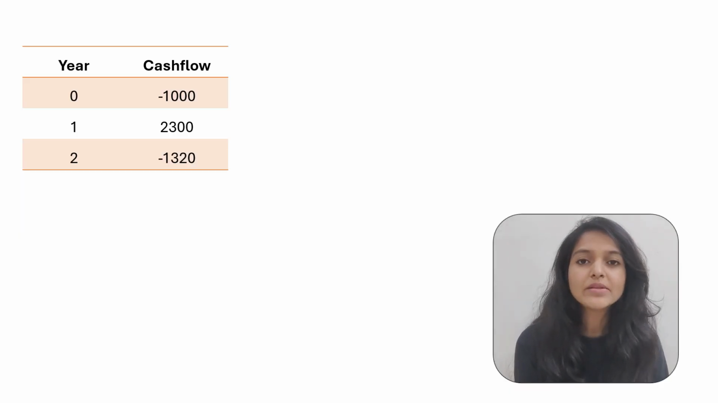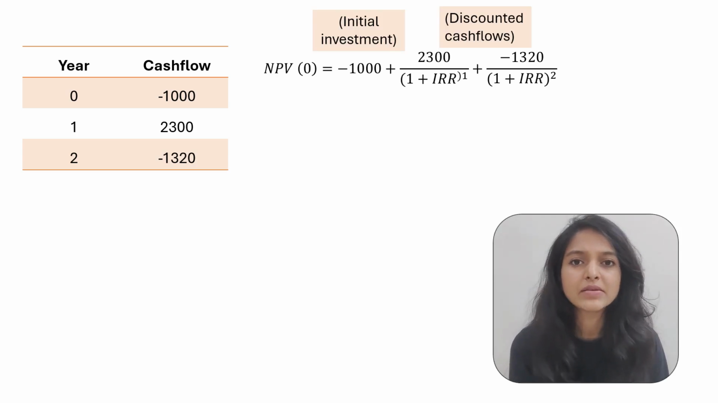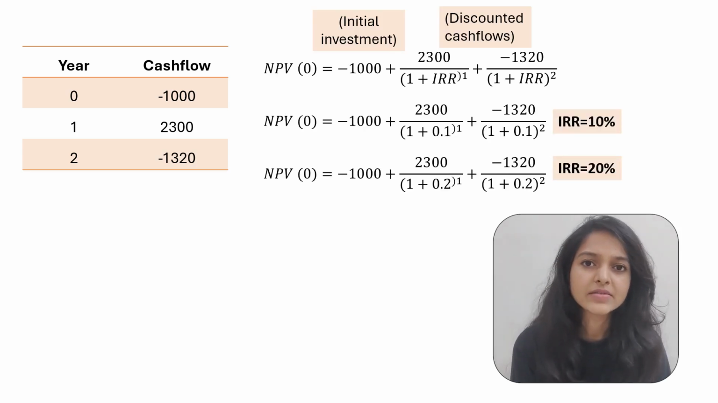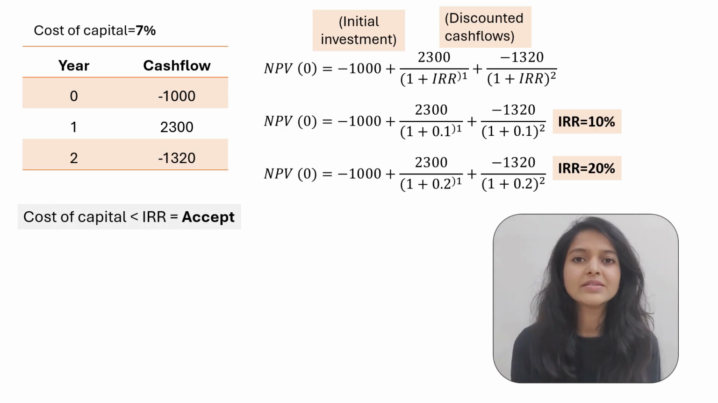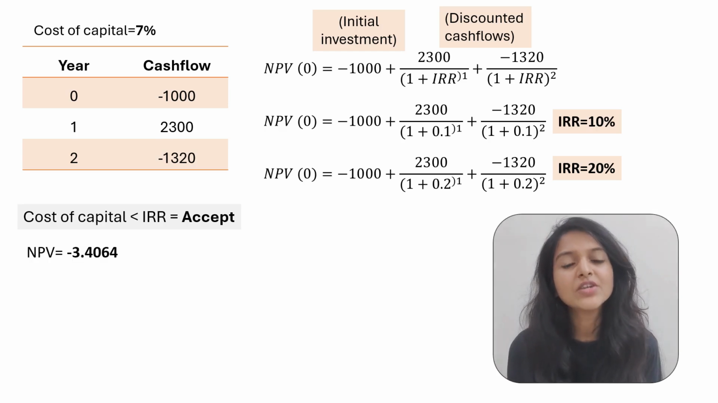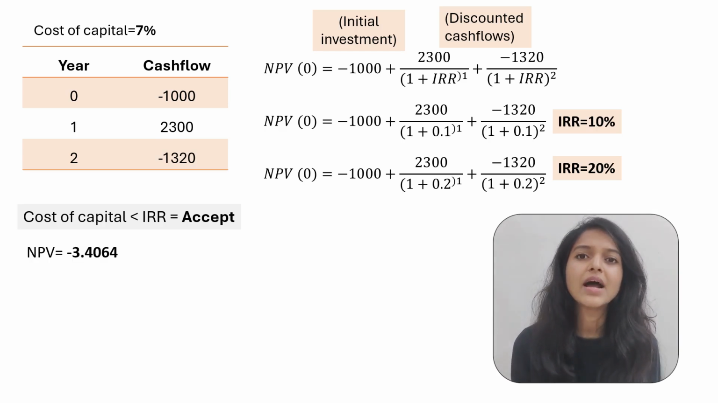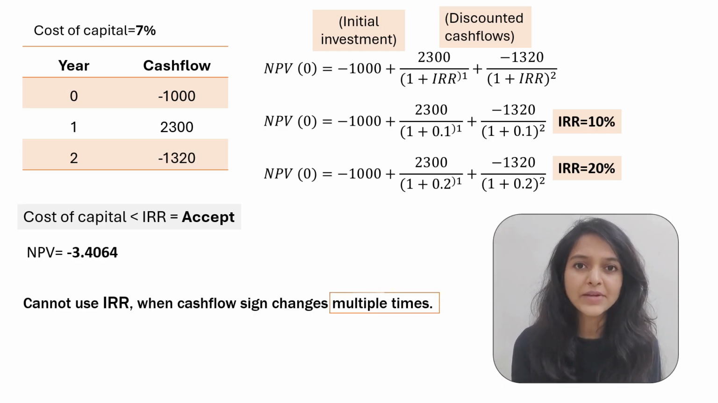Here's an example with more than one cash outflow. As we know, IRR is the rate that will make NPV equal to 0. Calculating IRR with the trial and error method, we get two IRRs. The problem is we don't know which IRR to use for decision making. Suppose the cost of capital was 7%, we would accept this project since the cost is less than both the IRRs. But if we cross-check this with NPV, you will find that it's negative, meaning unprofitable. In short, we cannot use IRR when it changes sign more than once.